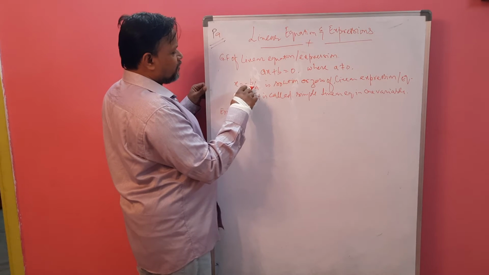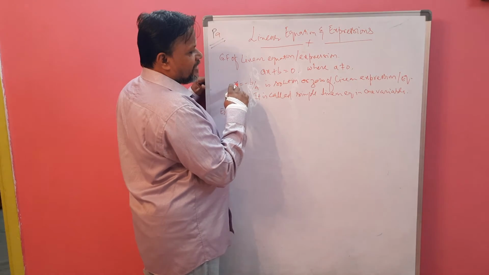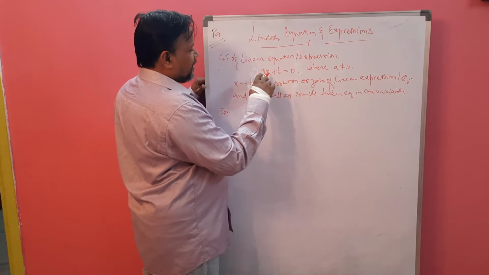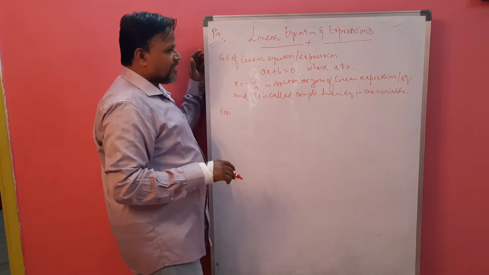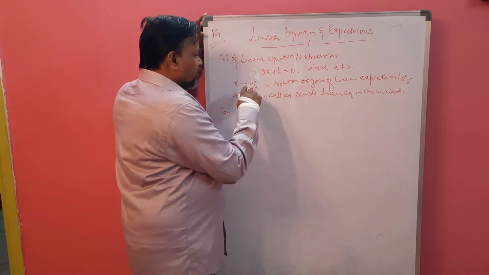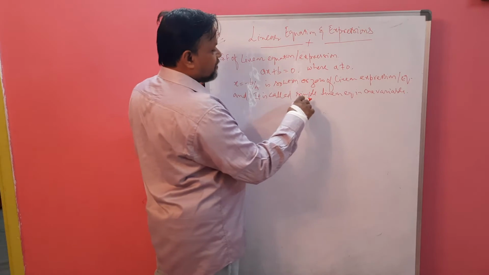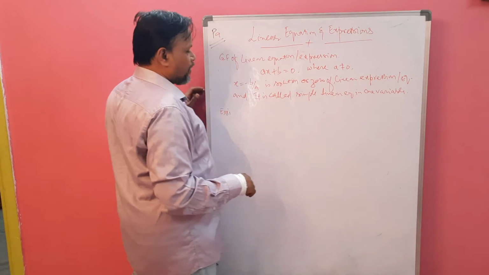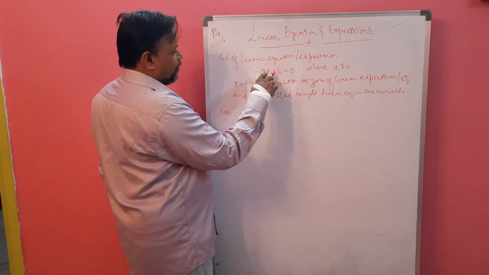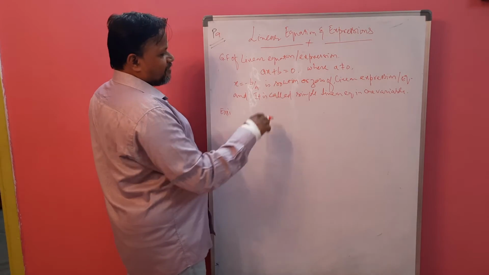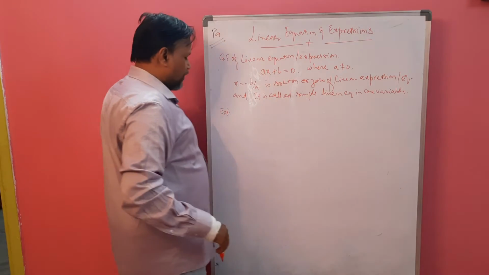x equal to minus b by a is a solution or 0 of the linear expression or equation. If the equation is this, then x equal to minus b by a is a solution or 0 of this linear equation, and it is called a simple linear equation in one variable. Here variable x is there, and only one variable; a and b are real numbers. So this is called a simple linear equation in one variable.